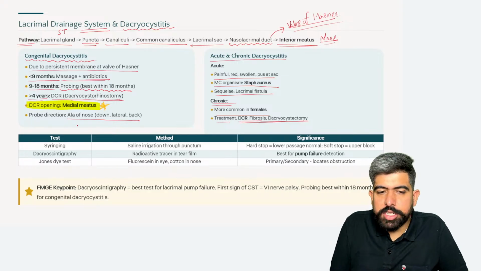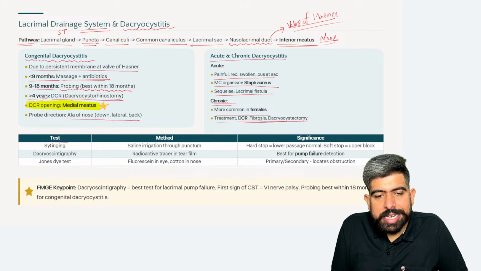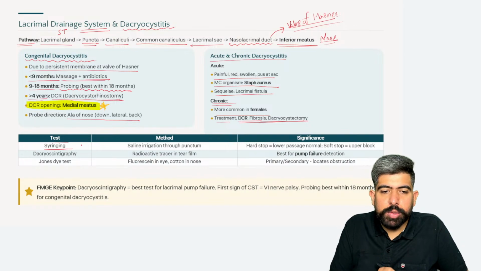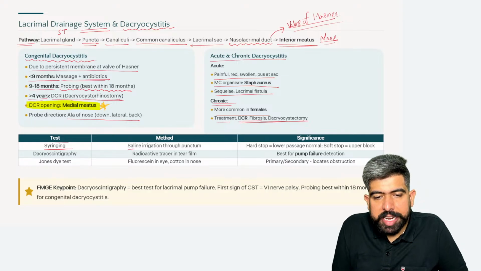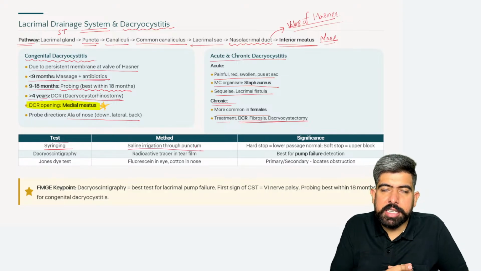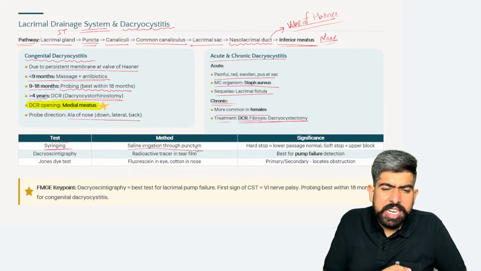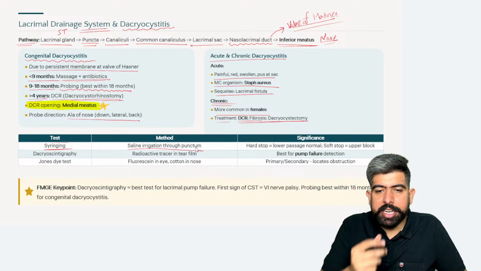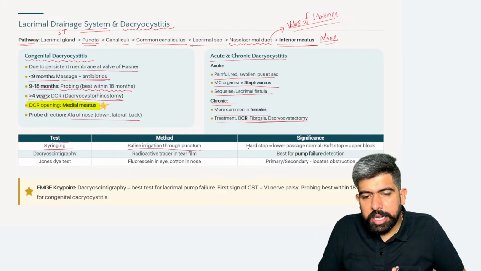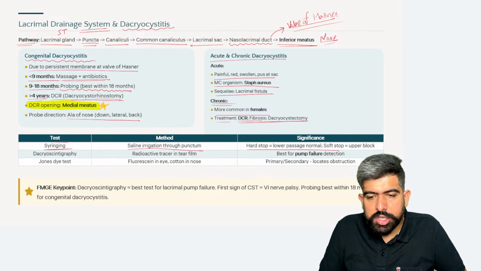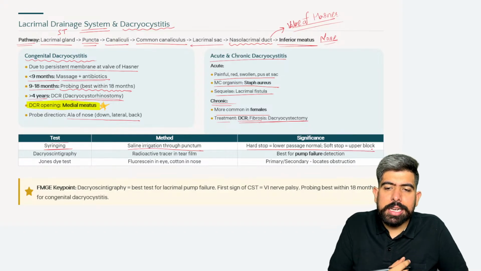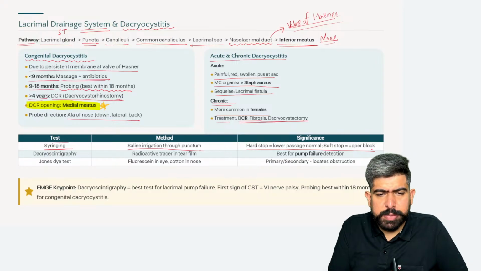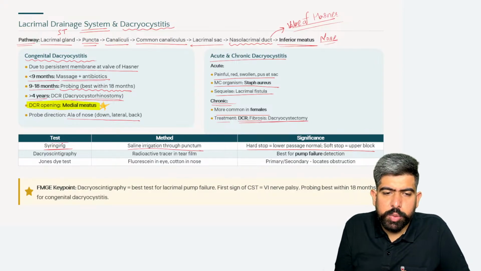Clear? Chalo. Now, what are the tests for checking this lacrimal system? We have to do the tests. The first is syringing. We take saline and start irrigating through the punctum. This is mainly a hard stop for the lower passage, and soft for the upper block. The syringing can be helpful in these patients.